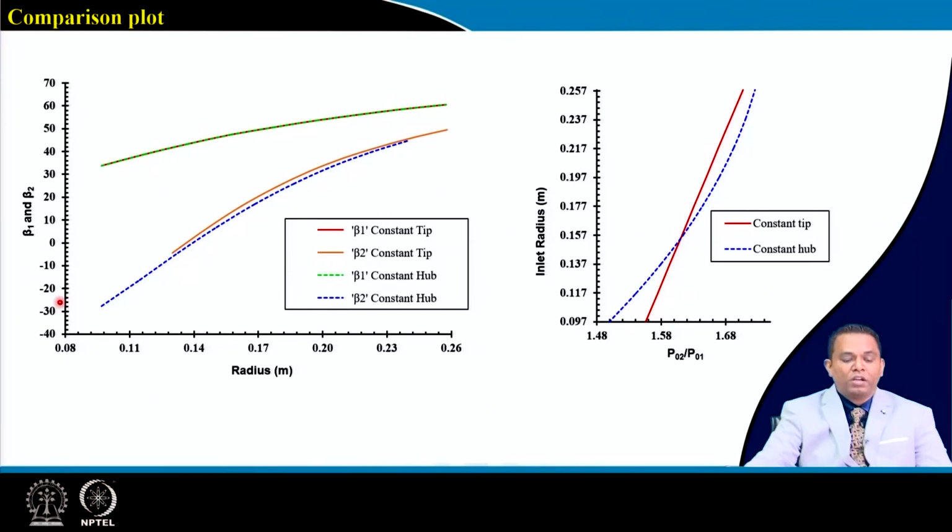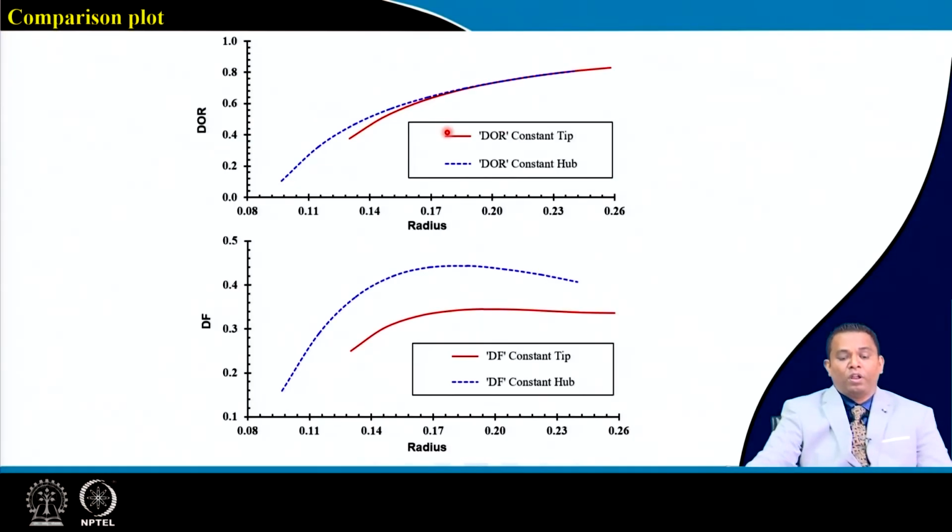Here, if you compare, this represents my variation of beta 1 and beta 2. Beta 1 is the same for both cases, and this represents the variation of beta 2. We need to be a little careful here. This represents my constant hub diameter configuration, and this represents my constant tip diameter configuration. Now, the changes we have made will be reflected in the degree of reaction.